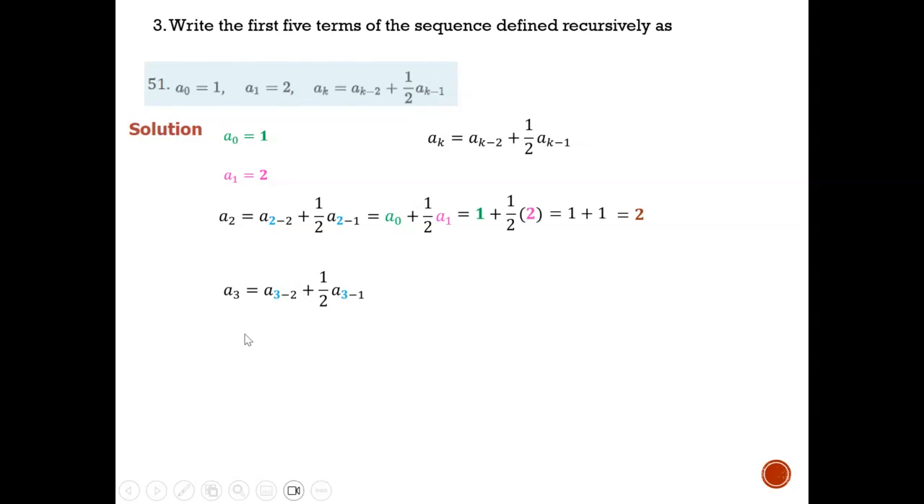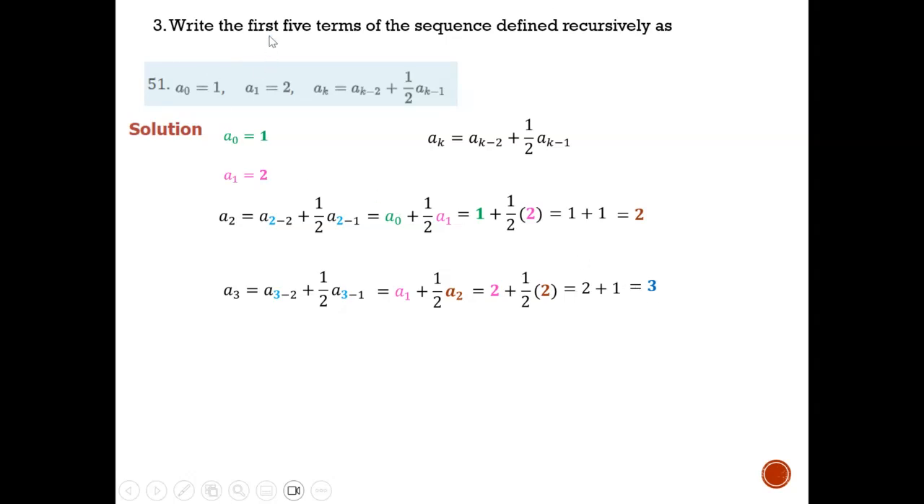Okay. Now let's continue with A3. So A3, guys, I'm going to go back to the formula. It's going to be A to the 3 minus 2 term plus 1/2 A to the 3 minus 1 term. 3 minus 2 is going to give us A1, and 3 minus 1 is going to give us A2. So for A1, because it's in pink, I'm going to plug in 2. And for A2, it's in brown, I'm going to plug in 2. It will be 2 plus 1/2 times 2, which is 2 plus 1, is 3. Now this one, I'm going to put in blue. So A3 will be blue.